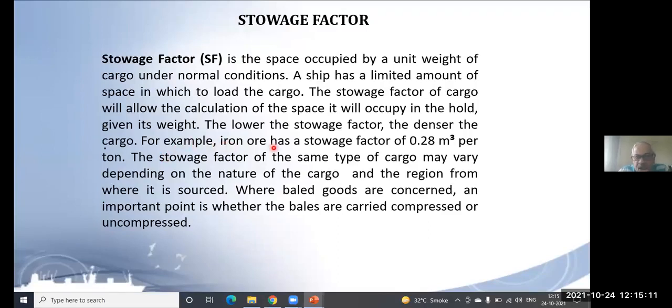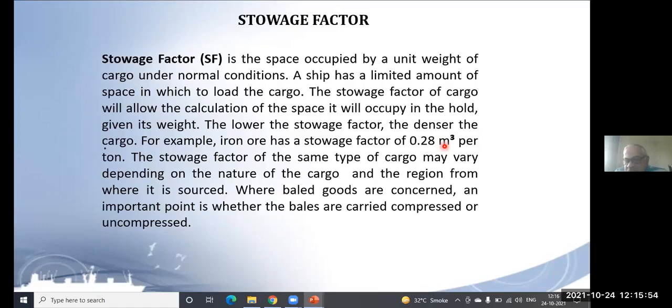For example, iron ore has a stowage factor of 0.28 meter cube per ton. That means if you want to load 1 ton of iron ore, 1 ton is 1000 kg, the space it is going to occupy is 0.28 meter cube. 1 meter by 1 meter by 1 meter is 1 meter cube. So out of that, only 0.28 meter cube will be occupied if you are loading 1 ton of iron ore. This becomes the stowage factor of iron ore.